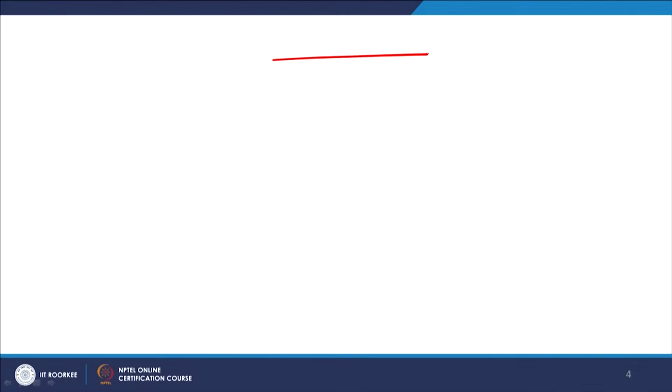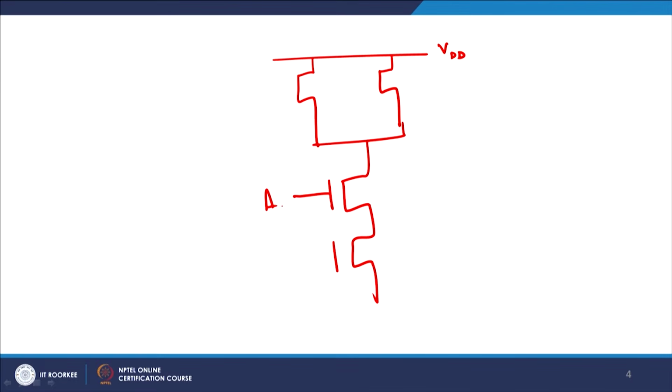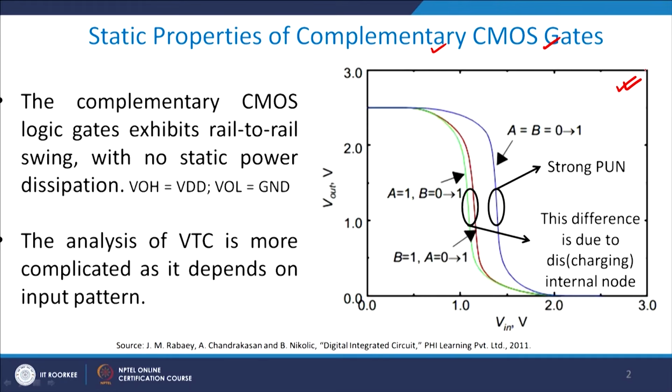I have a VDD supply here, and then I have two NMOSes in series with each other, this is A, this is B, and two PMOSes in parallel with each other, this is A, this is B, and the output is taken from here. What I wanted to show you is that a complementary CMOS inverter, its VTC, which is shown here, is data dependent.